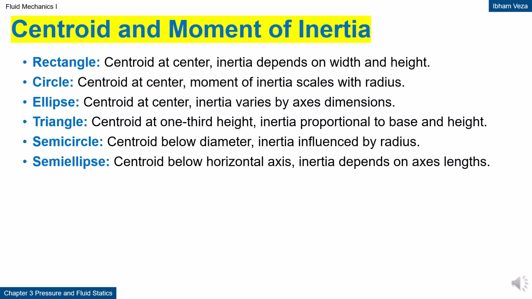Centroid and moment of inertia. Each area shape has a different centroid location and moment of inertia. The centroid location determines the effective depth for average pressure calculation. The moment of inertia is used to determine the position of the center of pressure on a submerged surface. Shapes such as rectangles, circles, and triangles have different formulas. This concept is essential in hydrostatic force analysis for various geometries.